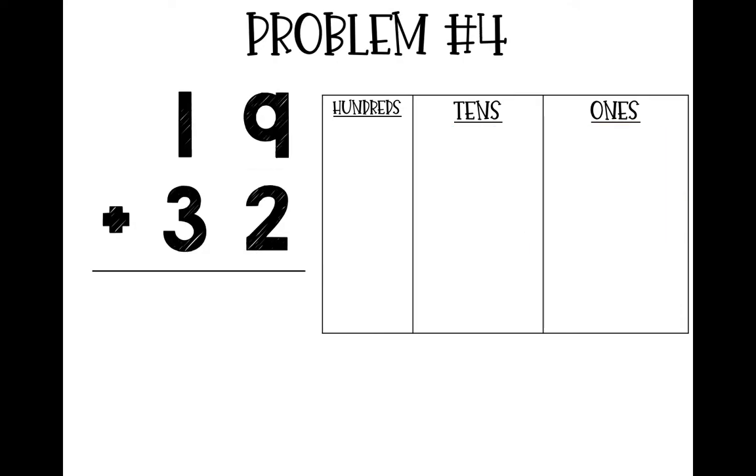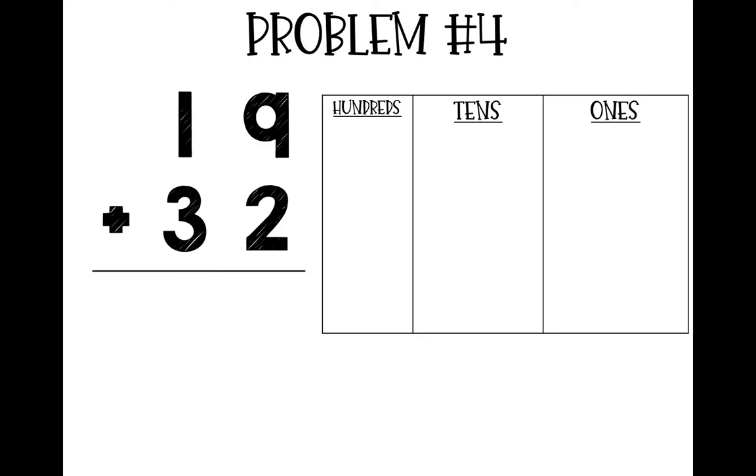Let's try one more together. This one is 19 plus 32. Make sure you write that problem nice and neat. Don't forget your plus sign and your equal sign. Make sure your ones are lined up with your ones and your tens are lined up with your tens.